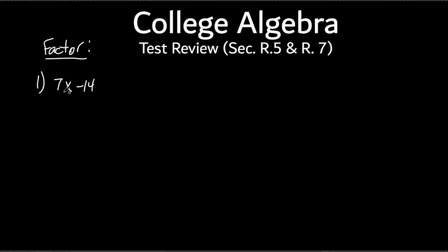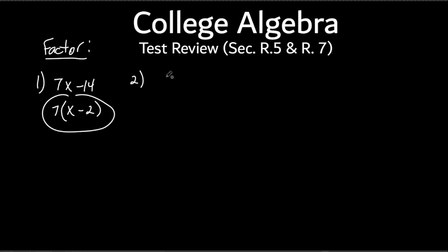So we need to factor this. This is one of the common factoring problems. I'm going to factor out a 7. There's a 7 in common with both of those. Factor it out, or you divide it out. So 7x divided by 7 is x. The 7s go, and you're left with an x minus 14 divided by 7 is 2, and that's your answer. Simple as that. Pretty easy to start off with.